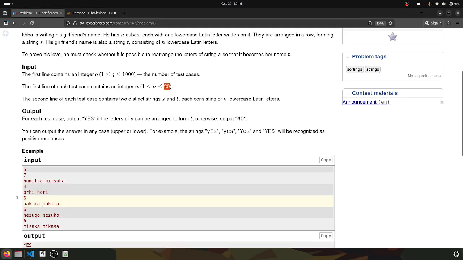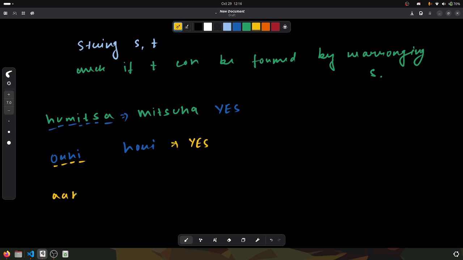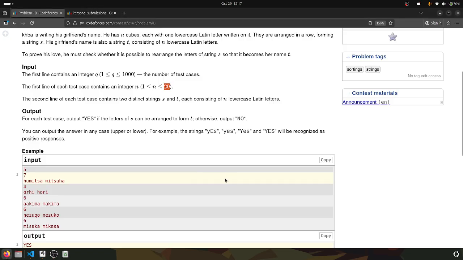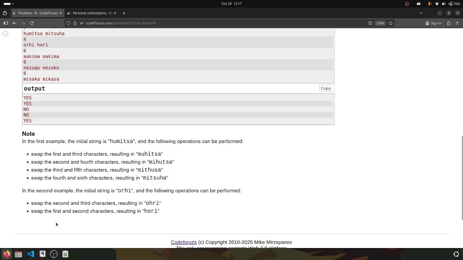Then Akima, Makima. So M, A, K, I and then we don't have another M. So basically here there are two M's, but here there is only one M, so we cannot rearrange this into this. So the answer will be no. Nezuko. So we clearly have a Q here and we have a K here, so this cannot be rearranged into this. Mikasa, Mikasa. So the answer is yes for this also.